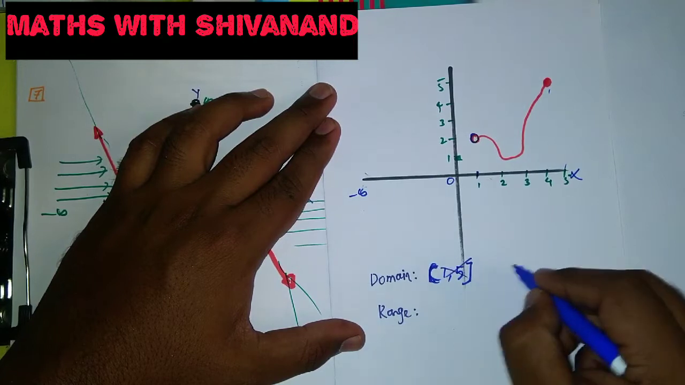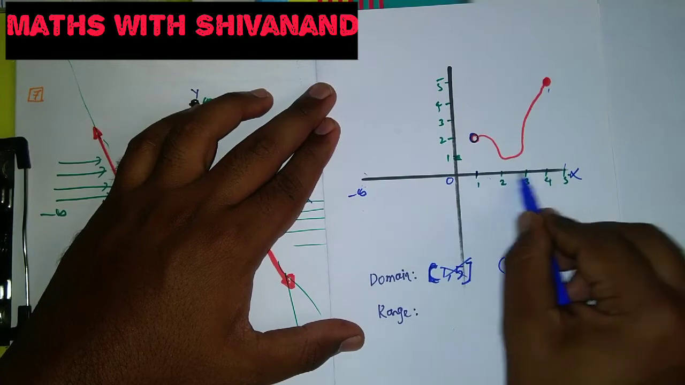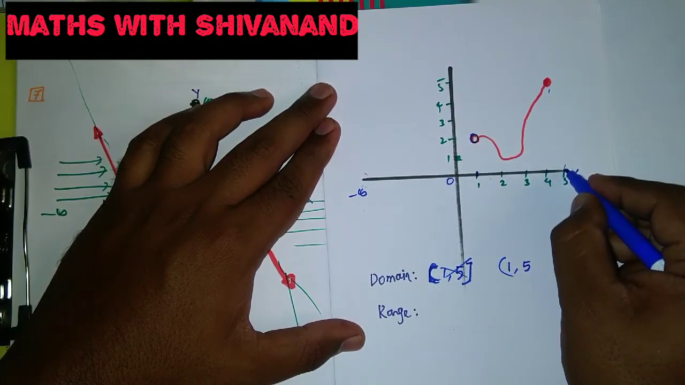So what's the domain here? 1 should be what here? An open interval. 1 to what here? 1 to 5. So 5 is counting for the domain here.